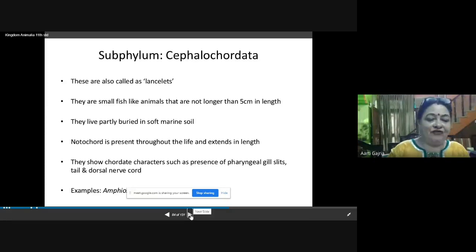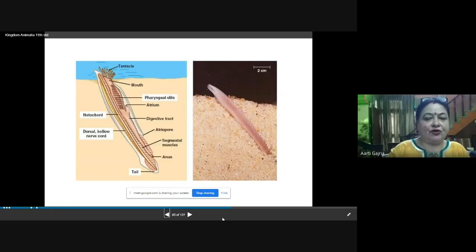And the example is Amphioxus. So see, this is Amphioxus. Nerve cord is present, notochord is present along the whole length of the body, and they are small fish-like structures, and most of their body is buried in the marine soil. So only some portion of their body protrudes out of the marine soil. The rest is embedded inside that soil, and they show all peculiar features of chordata, that is pharyngeal slits, gills, the nerve cord, the notochord.